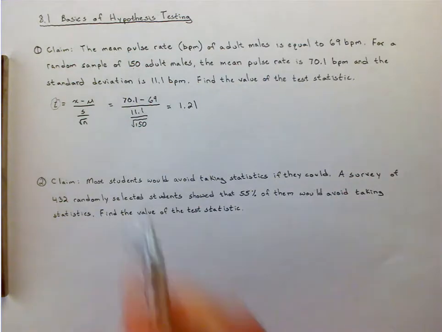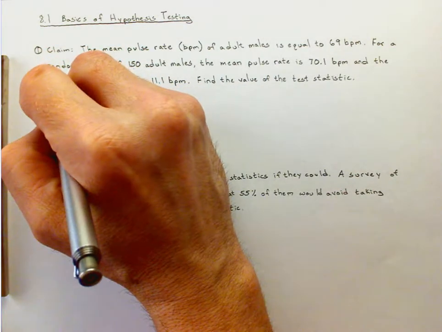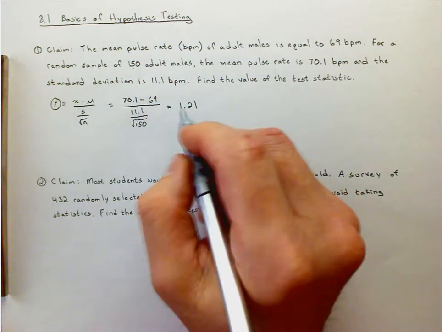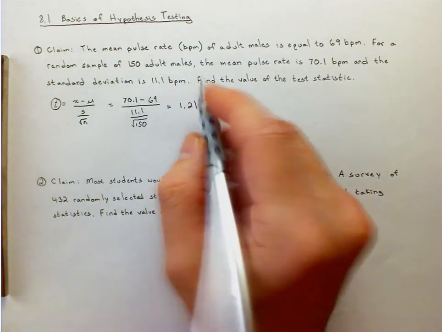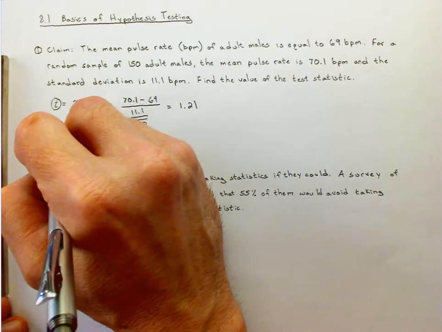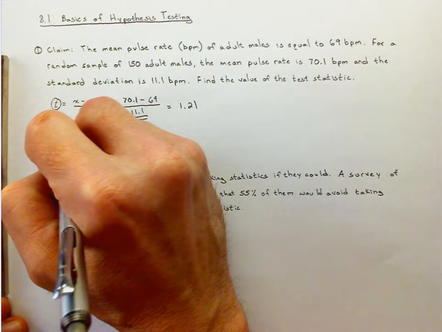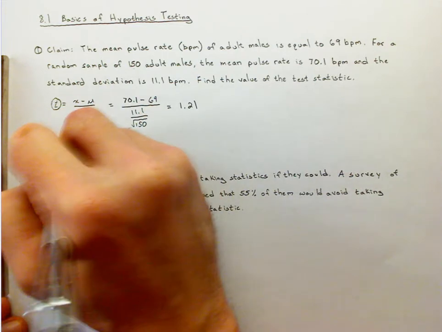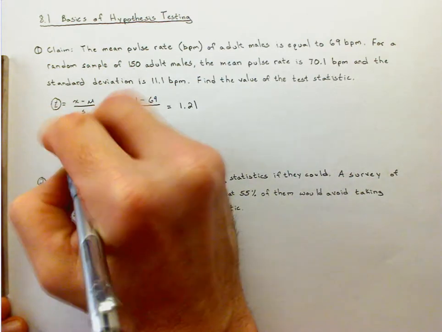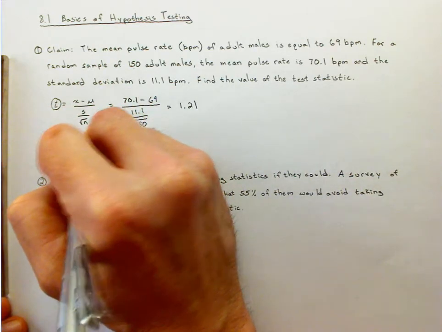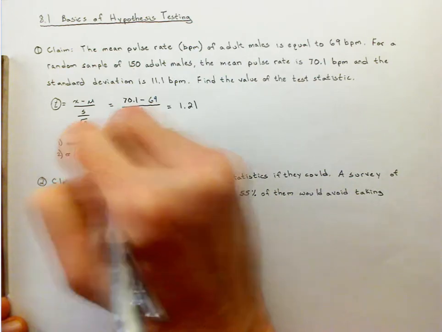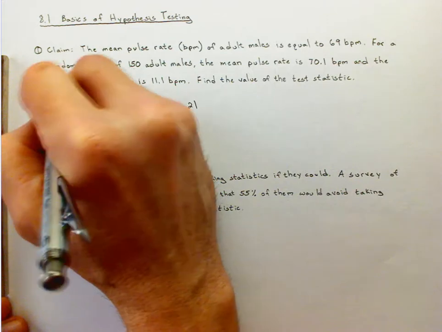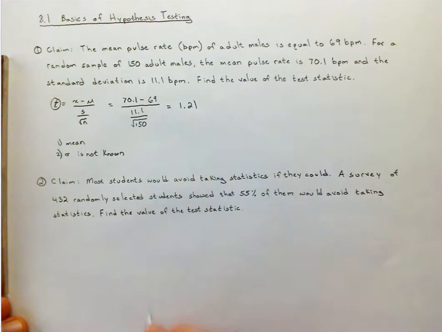I've identified my test statistic as being t, again because it dealt with the mean, and I'll write that down. So it dealt with the mean and the standard deviation is not known, not given in the problem. That's what led me to select this formula, and that is my value.